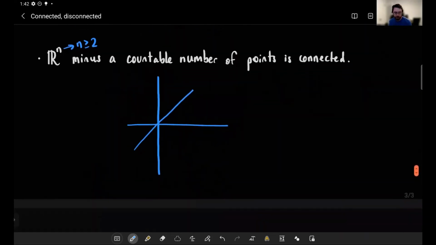And then perhaps more intuitively, if you take R^n with n greater than or equal to 2, you can subtract a countable number of points and you're still going to be connected. Say I deleted all these red points in R^3, I'm still connected, right? I can still get from any point in the space to any other point in the space. So I'll still be connected.